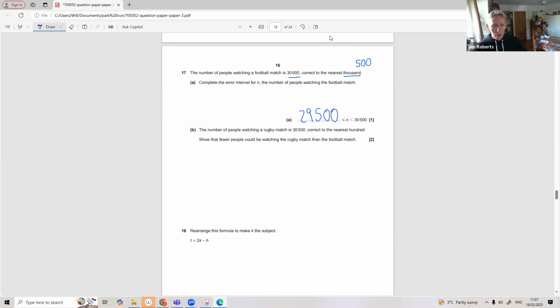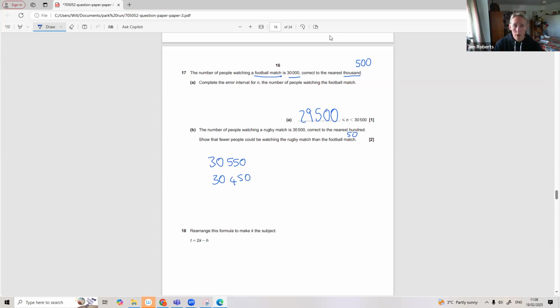The number of people watching a rugby match is 30,500, correct to the nearest 100. Show that fewer people could be watching the rugby match than the football match. So here, this is a football match. So for our rugby match, what are the upper bounds and lower bounds? Well, if this is to the nearest 100, half of 100 is 50. So our upper bound is 30,550.